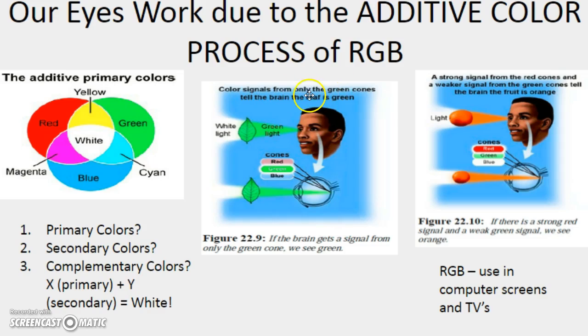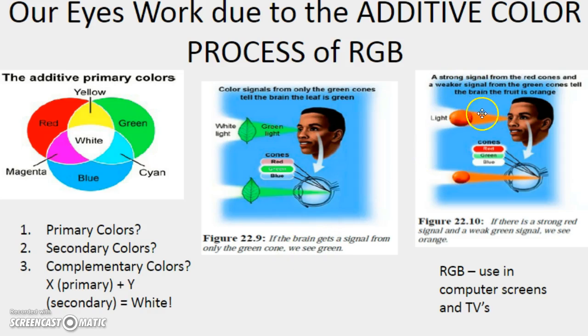So why is it we see green? Green from a leaf, it's only green photons that are, let's just say, signaling to your cones, your green cones, that the object is green. So in this case, if the brain gets a signal from the green cone, we see green.